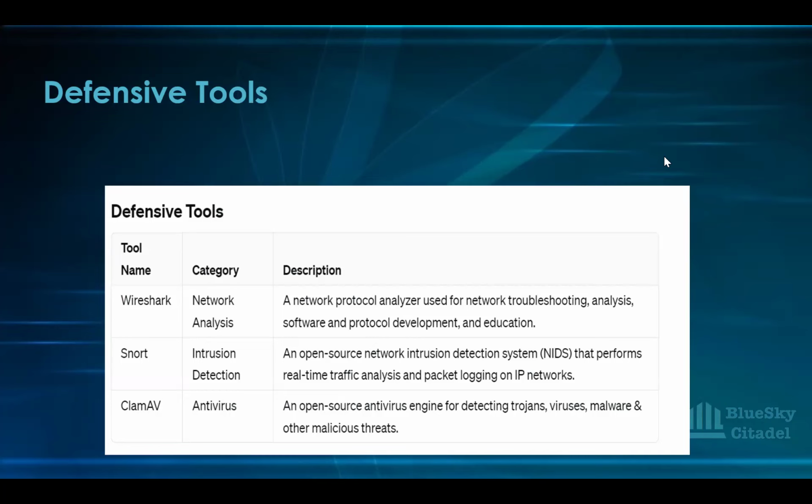Then we have ClamAV. That is another open source tool, an antivirus engine. This particular one is used for detecting Trojans, viruses, malware, and other malicious threats. At the end of this class, I would expect that we can all go back and explore this particular tool and see how it works.